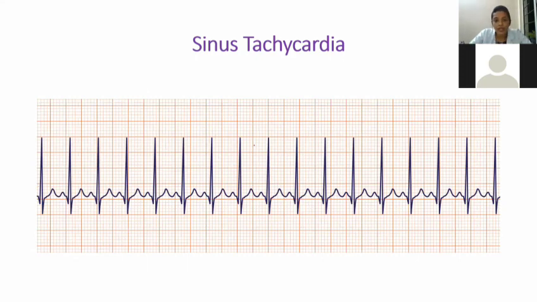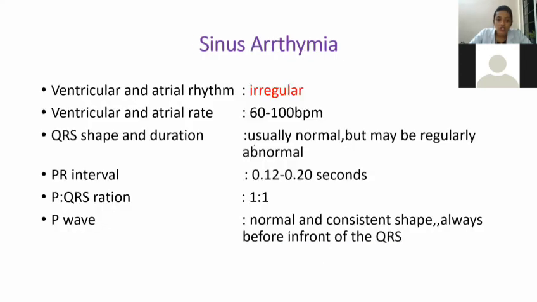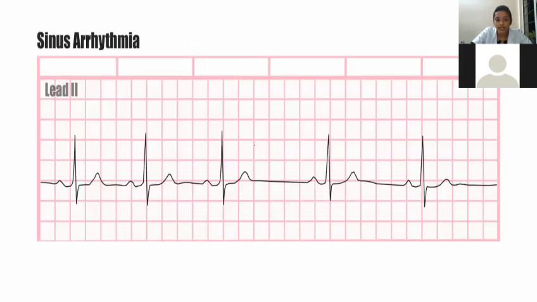Next is sinus arrhythmia. In this, the ventricular and atrial rhythm will be irregular, but all other criteria, including the heart rate, will be normal; just the ventricular and atrial rhythm will be irregular. We can see an ECG here. It is showing an irregular rhythm. How can we say that? Because the interval between each wave is not at all similar. Here you can see a large gap between the waves, and here you can see a much shortened gap.